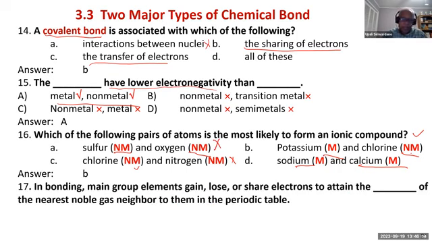In bonding, main group elements gain, lose, or share electrons to attain an octet, or the electronic configuration of a noble gas. Electronic configuration is the best answer.